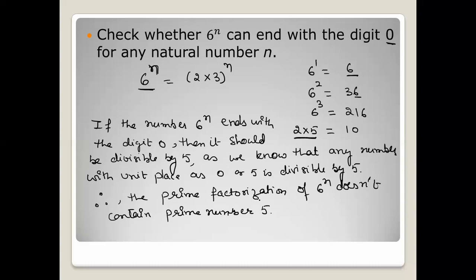So in simple terms, we write the prime factorization of 6 raised to the power n, whichever number we have, and we have to check whether it can end with the digit 0. So apply the prime factorization, and then you can say the prime factorization of that number does not contain the prime number 5. So it means it cannot end with the digit 0. That's the way you can prove or check whether it will end with the digit 0 or not.